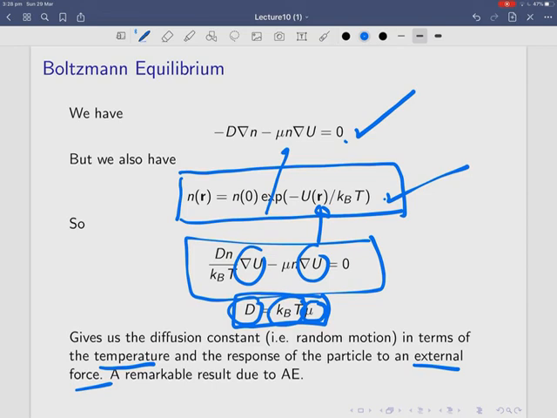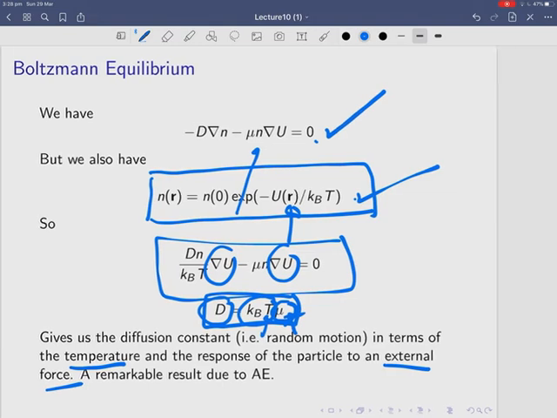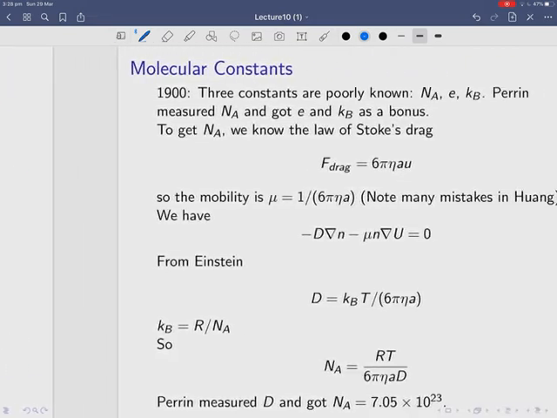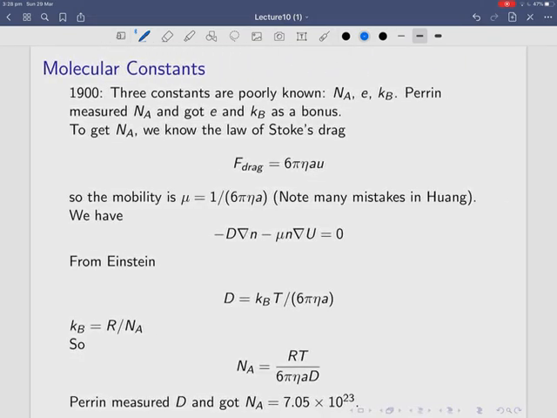So this result is due to Albert Einstein, and it tells us that if the particle is more mobile, the diffusion constant is higher. If the temperature is higher, the diffusion constant is also higher. So it makes perfect sense, but no one understood this before Einstein gave us the result. Okay, so how can we use this result?